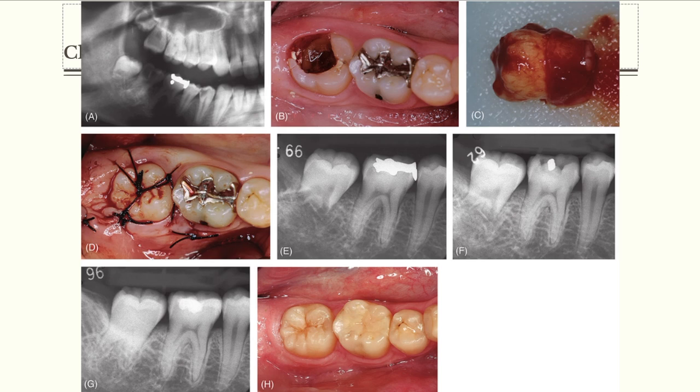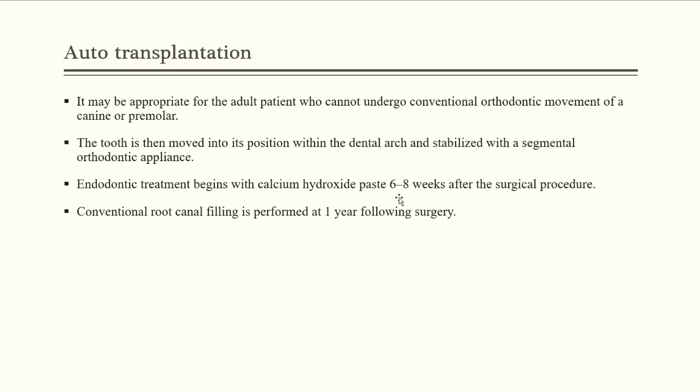Now, autotransplantation: we extract the bad tooth, then we extract the wisdom tooth, for example, like in this case, and we place it in the place of the 7. Then we do stitches or wires, splints to keep it in place. Six to 8 weeks after the surgical procedure, we do endodontic treatment and then conventional root canal filling at 1 year following surgery.